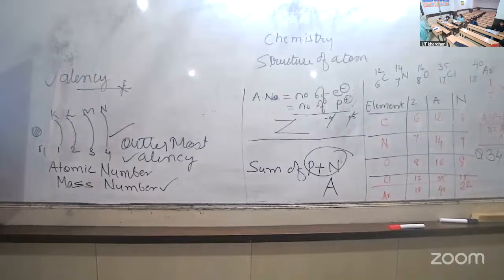Neutrons plus protons. Neutrons are 10, protons are 9. So your mass number will be 19. Then next, number of electrons. Only number of electrons is asked. How many electrons are there? Number of electrons, same as the first one.